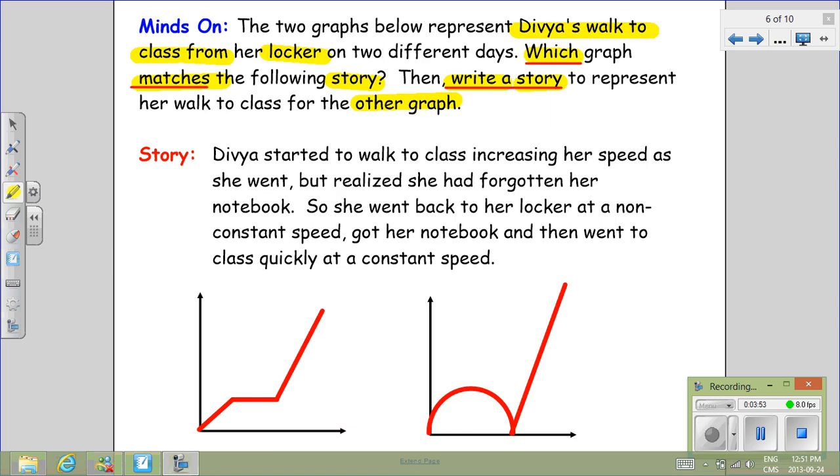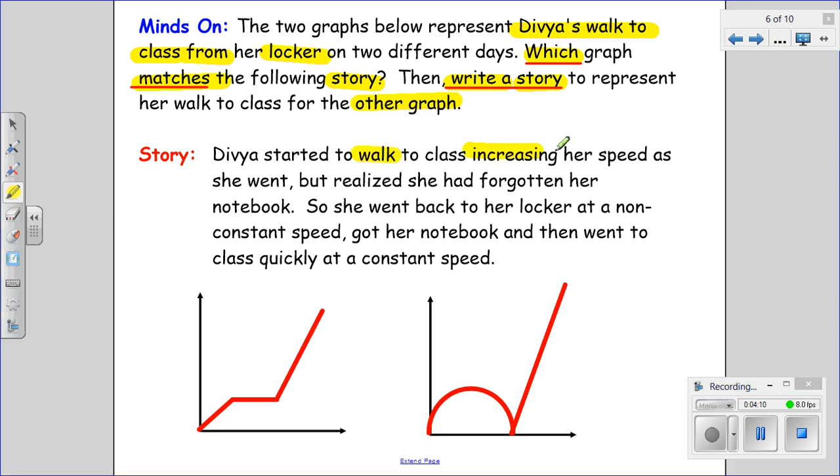The two graphs shown below represent Divya's walk to class from her locker on 2 different days. Which graph matches the story below? Once we figure out which graph matches, we're going to write a story for the other graph. Now let's look at our story. She started to walk, increasing her speed.